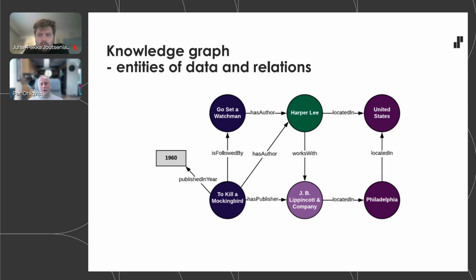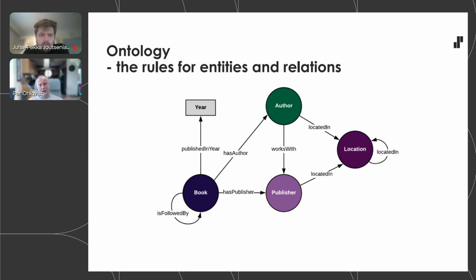But how do we ensure that these relationships are used correctly? Can anything be connected to just anything? That's where the ontology comes in. You could see the ontology as the rule book for your knowledge graph. You see here that the instances, the real entities, are not present. These are the concepts and how they relate. Think of it like grammar for knowledge.